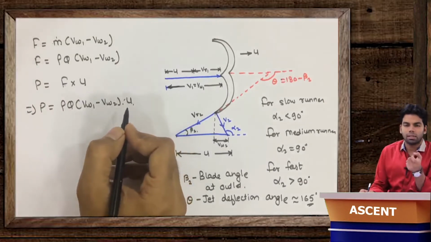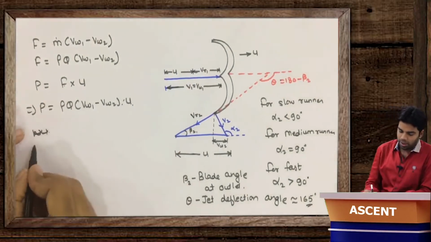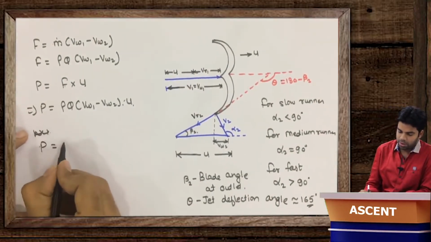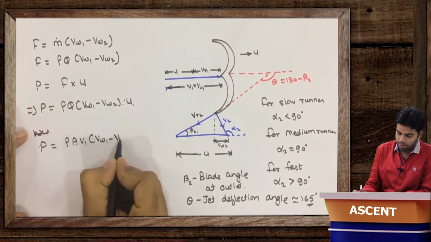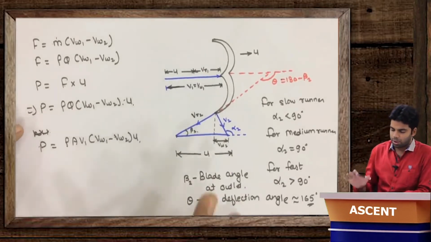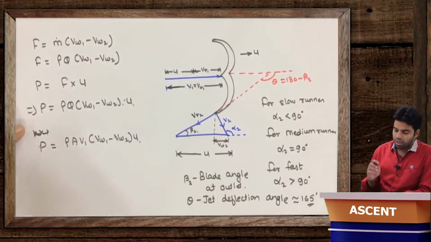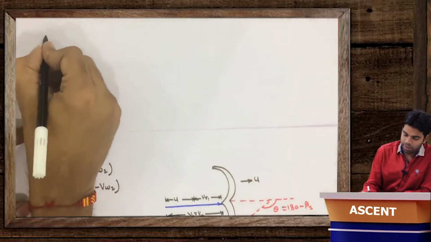Now if I want to determine the work done, what will be work done? Or you can write that this power developed or work done per second is equal to rho A V1 into (VW1 minus VW2) into U. Getting this? This is the power developed by this blade. Now what will be the efficiency of the blade? Very important thing. So what will be the efficiency of the blade?